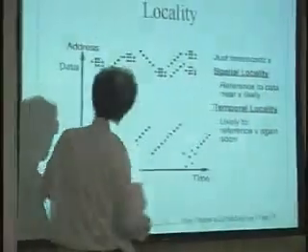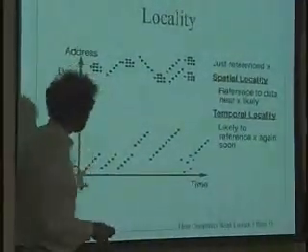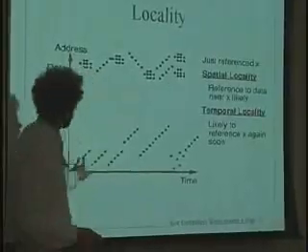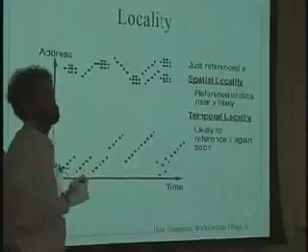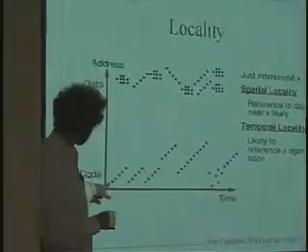Here's a graph of what location. This is starting at 0 and going up to a big number. And here's time going by. And each dot here represents an access by the computer to a different location in the memory system. Okay? So what do you think this might be?